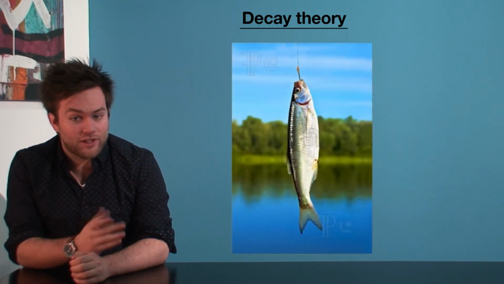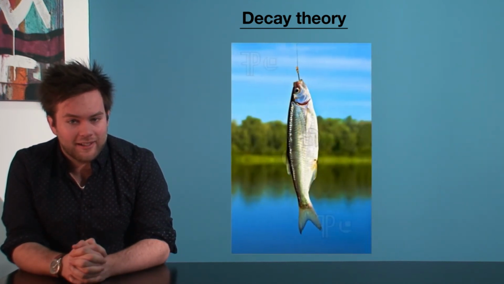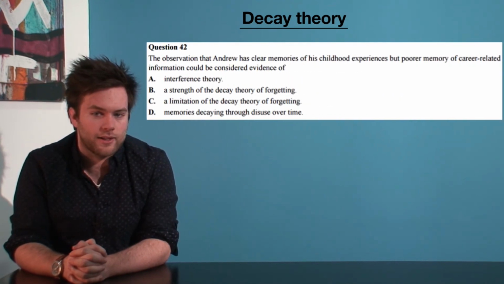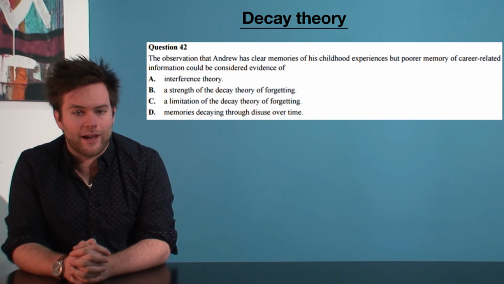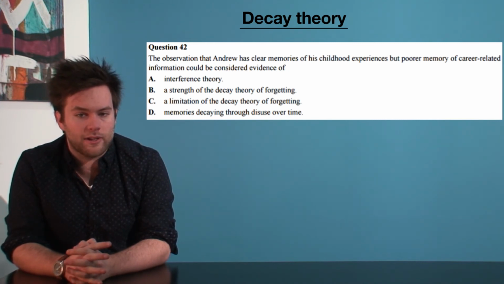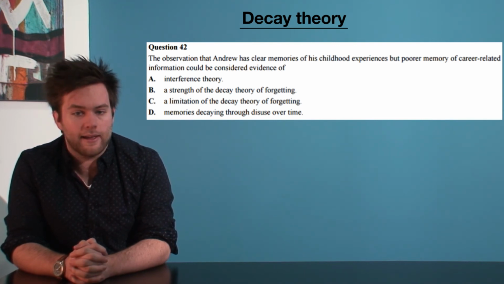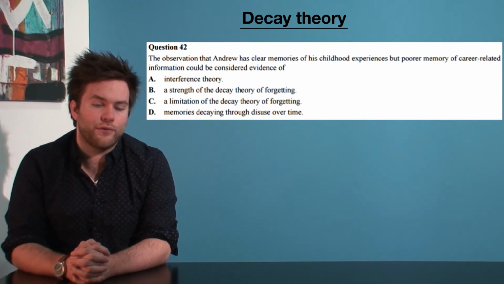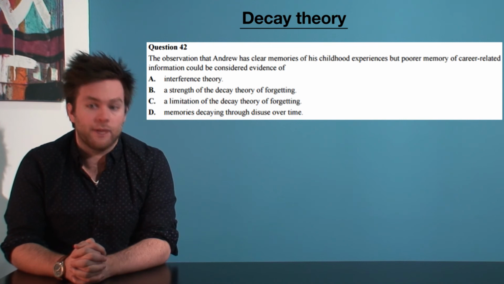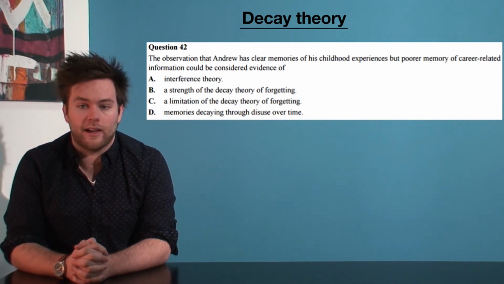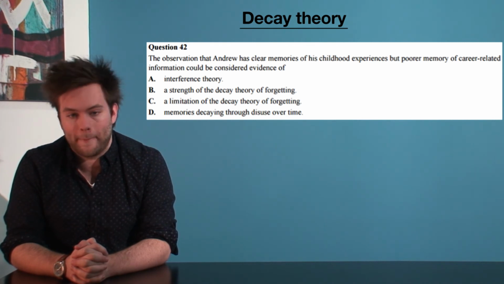But just like this fish, we're not off the hook just yet. There's another question to have a crack at. The second question is, the observation that Andrew has clear memories of his childhood experiences but poorer memory of career-related information could be considered evidence of A. Interference theory, B. A strength of the decay theory of forgetting, C. A limitation of the decay theory of forgetting, or D. Memories decaying through disuse over time.